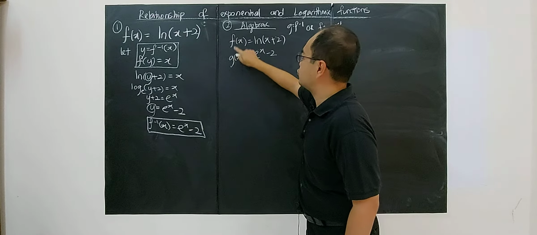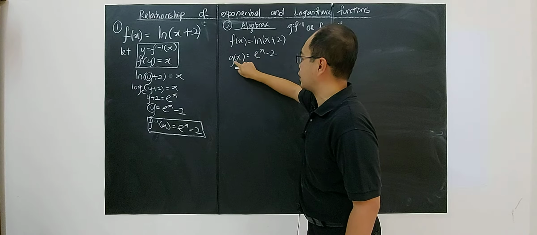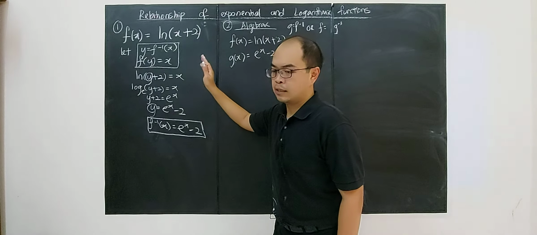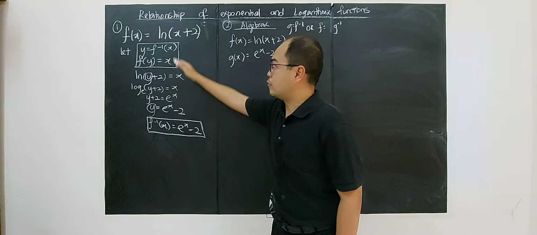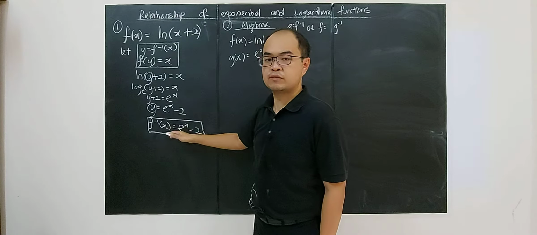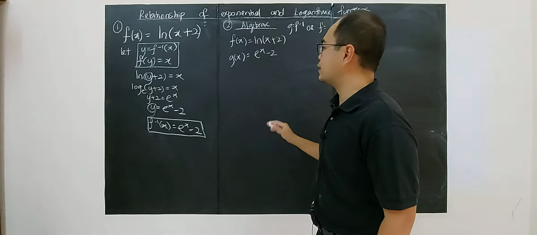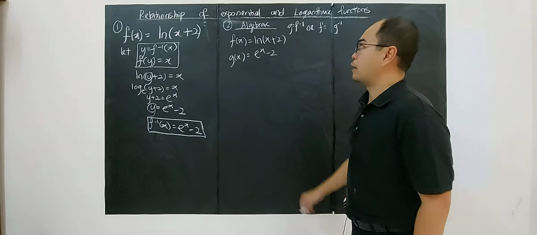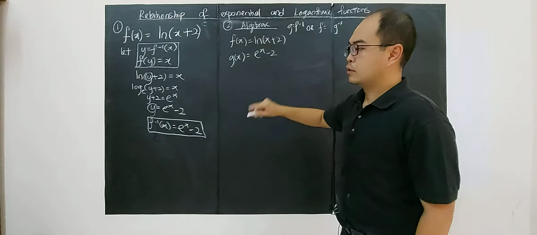If you find g inverse, you get this. If you find f inverse, you get this, right? After you find the inverse function, you know this is the inverse of this. But without finding the inverse function, how do you know that these two functions are inverses of each other? By using algebra. It's very easy.